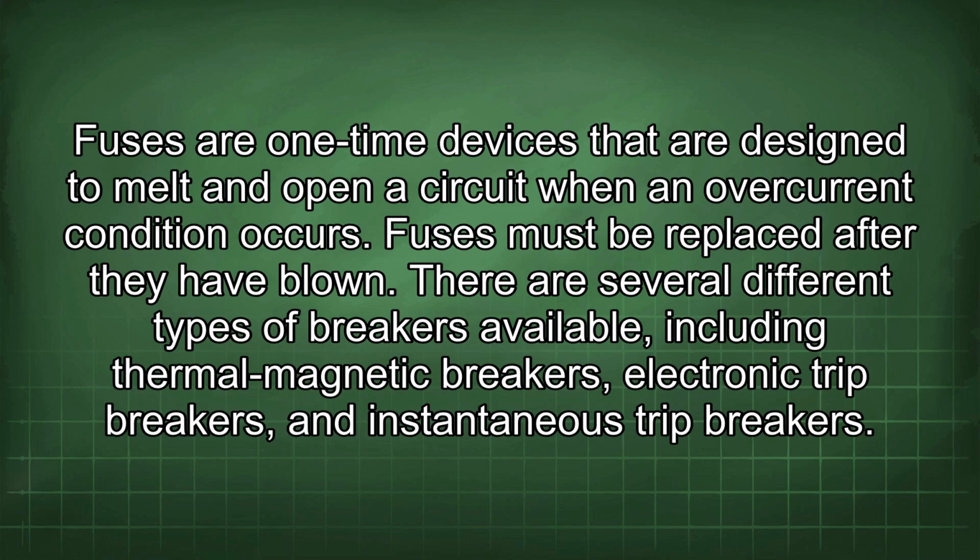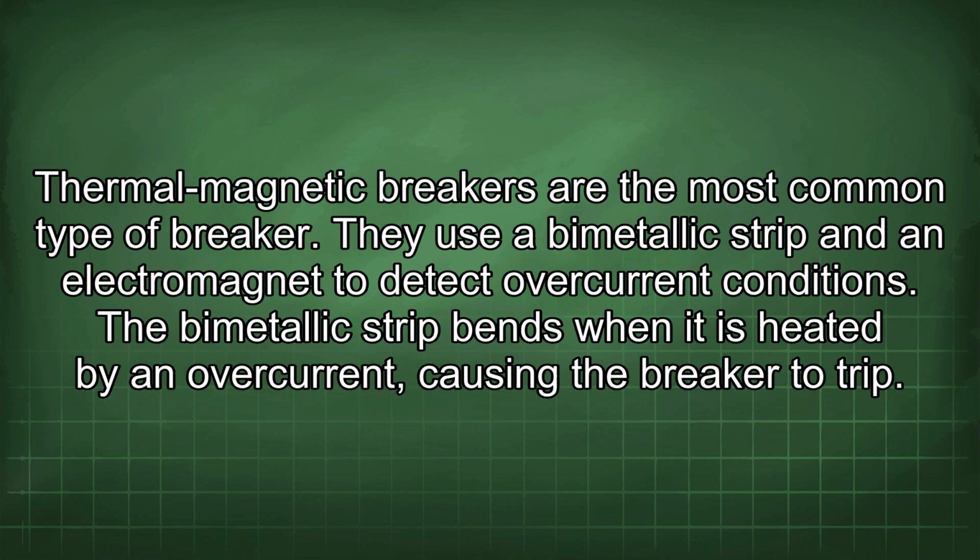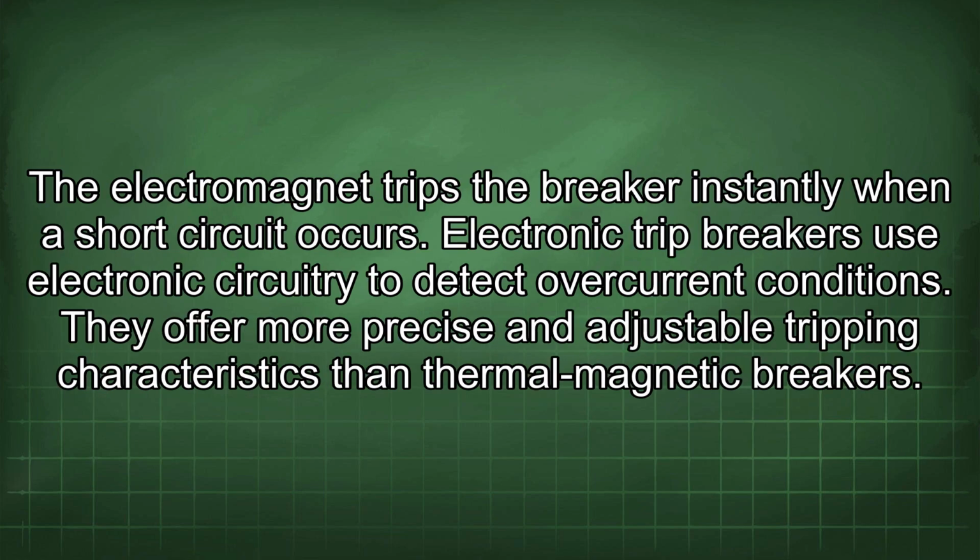There are several different types of breakers available, including thermal magnetic breakers, electronic trip breakers, and instantaneous trip breakers. Thermal magnetic breakers are the most common type of breaker. They use a bimetallic strip and an electromagnet to detect overcurrent conditions. The bimetallic strip bends when it is heated by an overcurrent, causing the breaker to trip. The electromagnet trips the breaker instantly when a short circuit occurs.